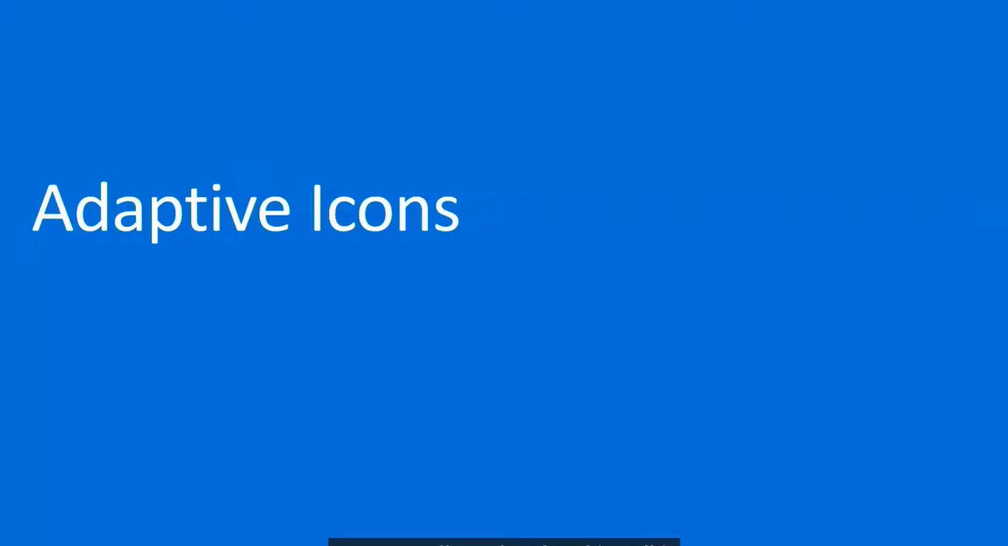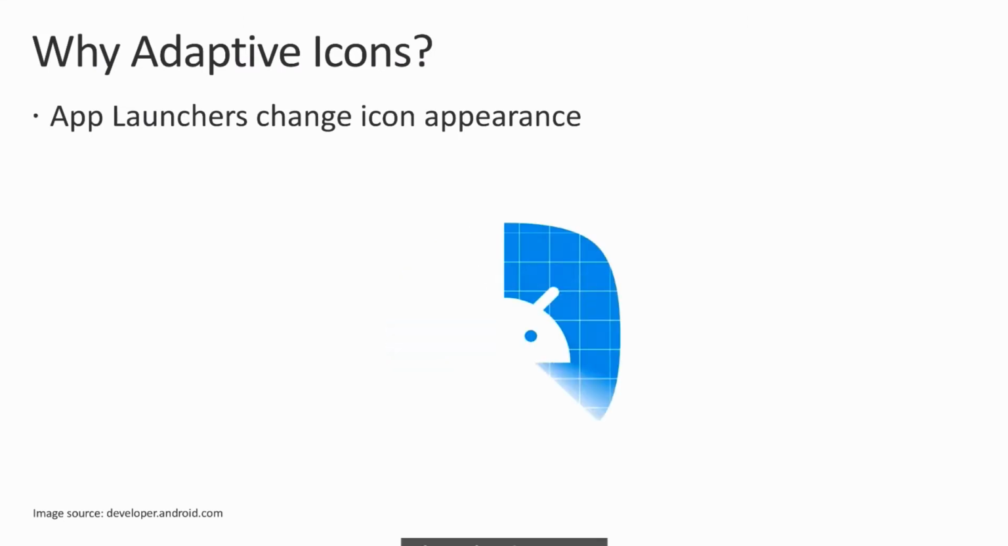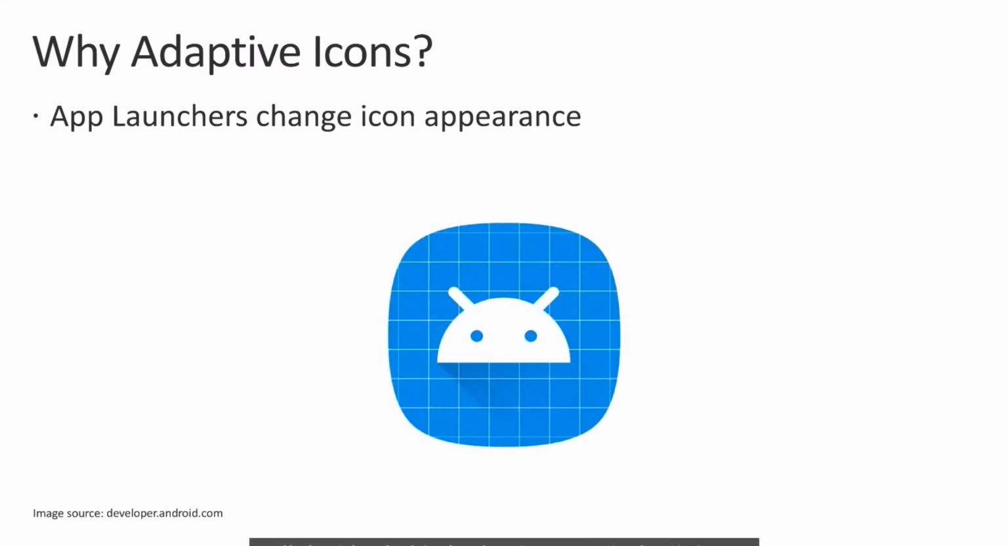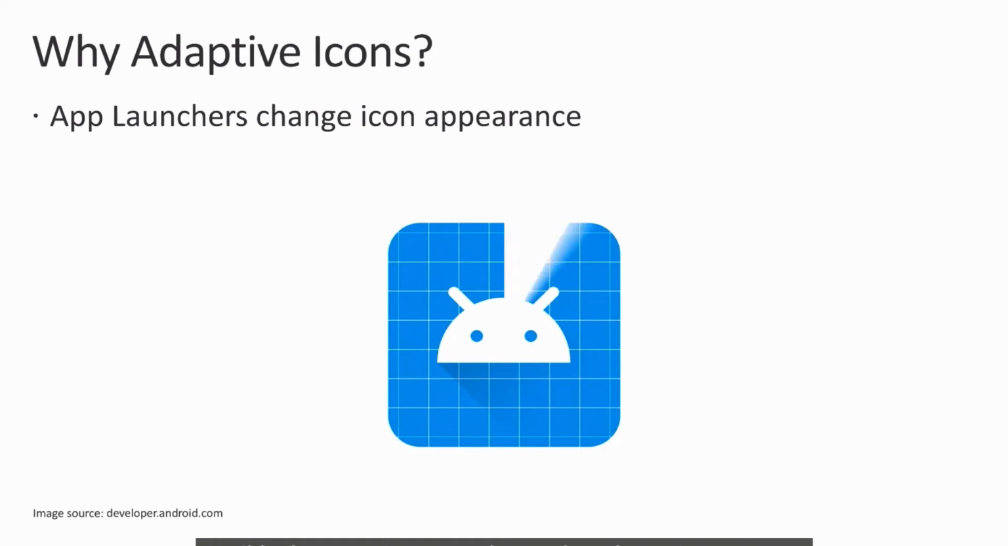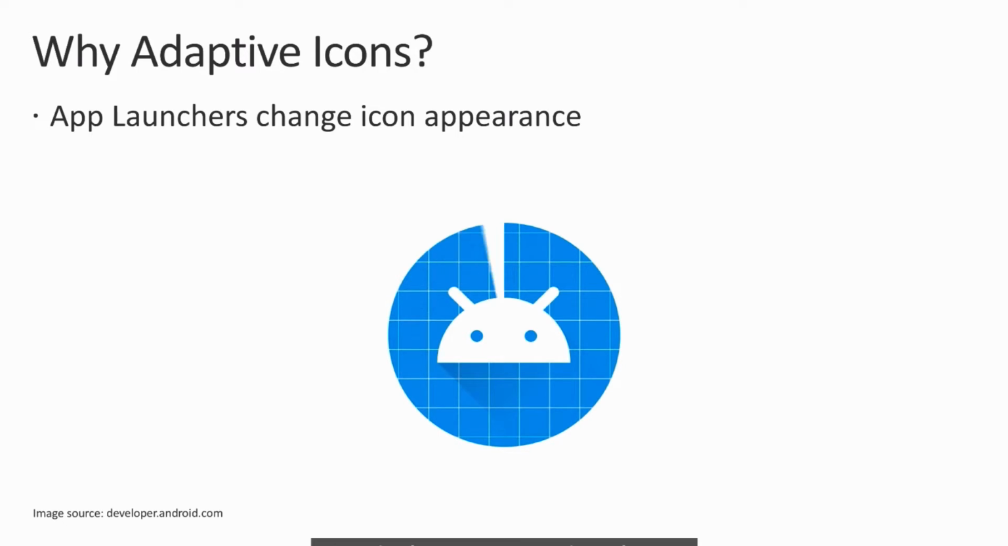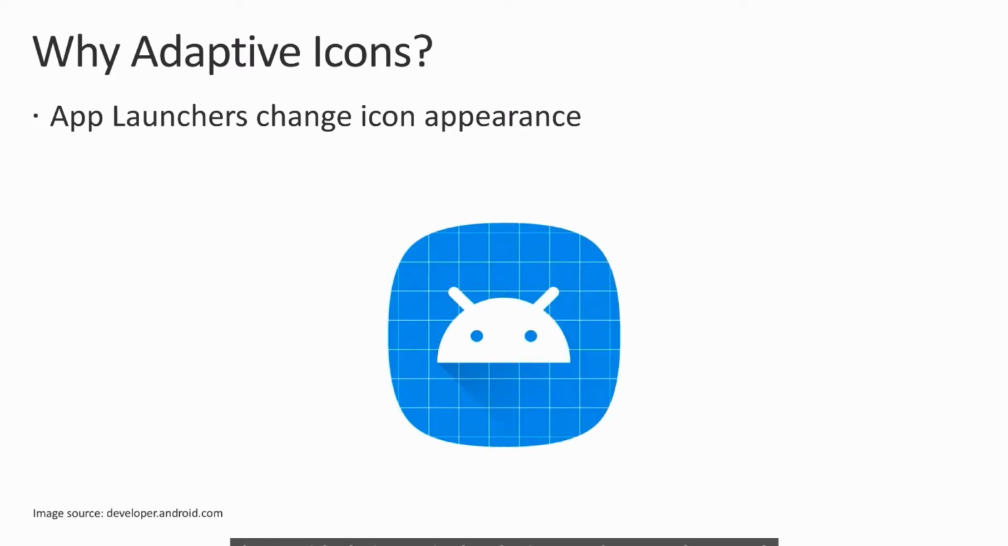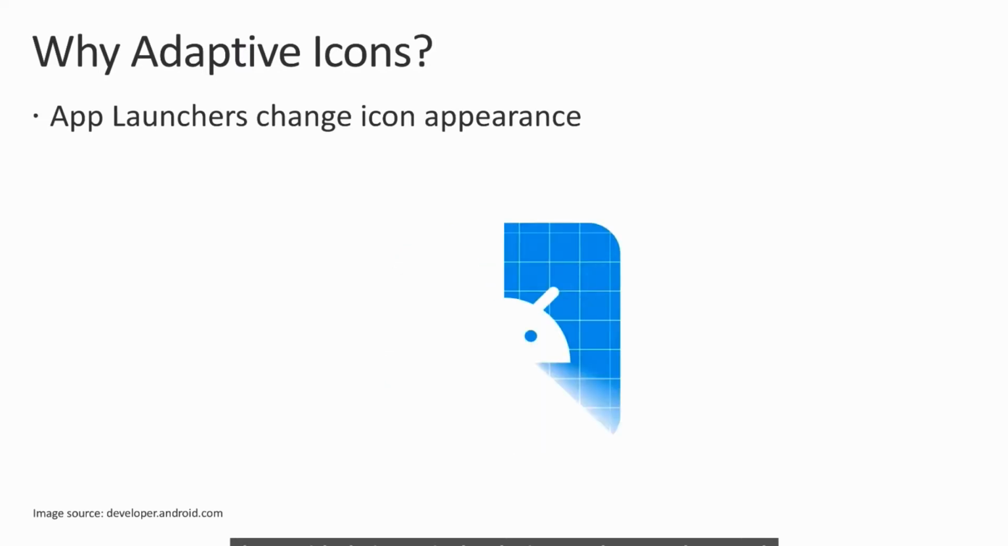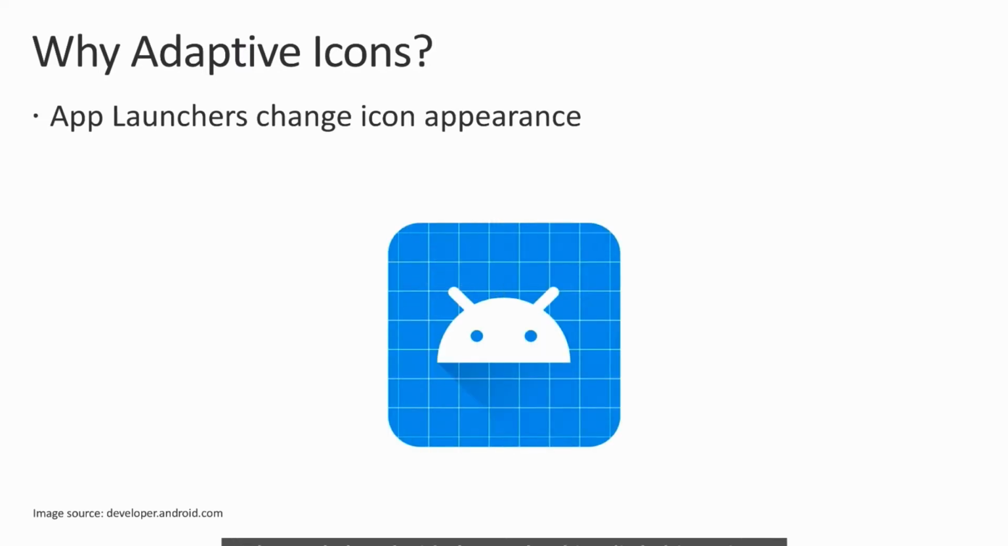Let's get started talking about adaptive icons. Why adaptive icons? Well, the idea behind adaptive icons is that it is very possible that OEMs or even the app launchers want to convey a certain theme or a certain style to go along with their particular device or the way they work. And Google's decided to make this a little bit easier.